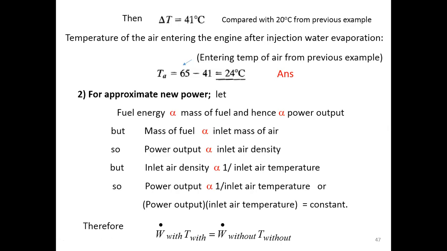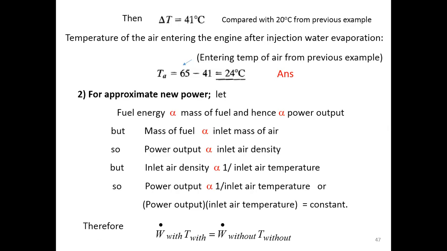Okay, and then the inlet air density varies with 1 over inlet air temperature. Right now, we can see the link, right, between the power and the information about the temperature that we have. Right, what we try to do is make the link between the power output and the information we have, because they just want us to find the approximate new power, right?